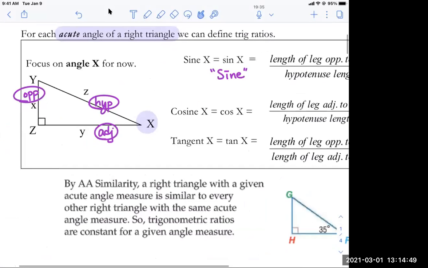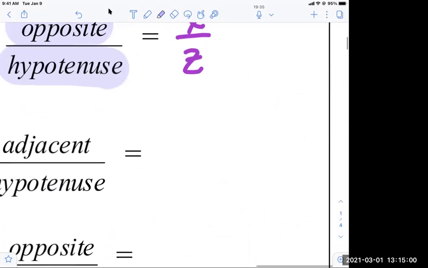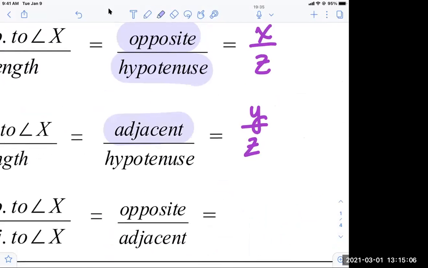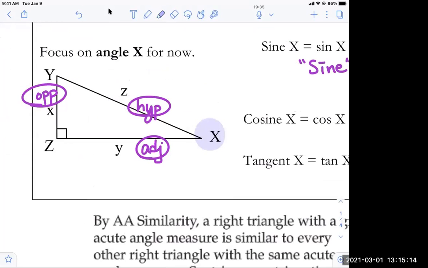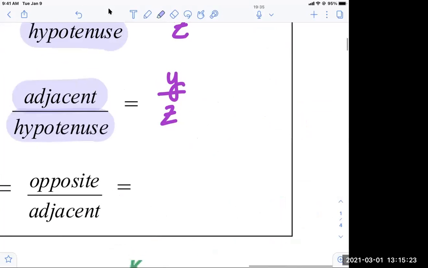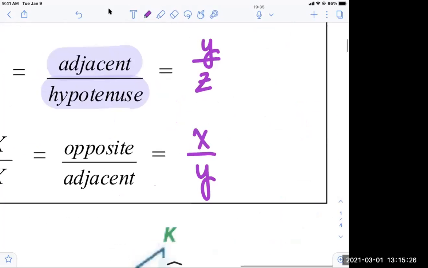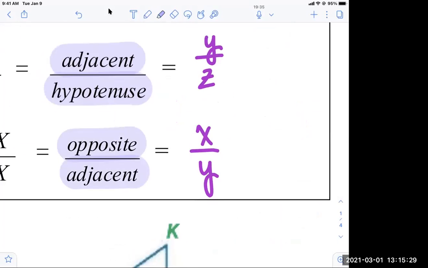Now cosine. Cosine is defined to be the adjacent divided by the hypotenuse. The adjacent here is y, the hypotenuse is z. So the cosine of capital X will be little y over little z, adjacent over hypotenuse. Okay, and then the tangent of angle X, the definition is opposite divided by adjacent. So the tangent of angle X will be little x over little y. Opposite over adjacent.